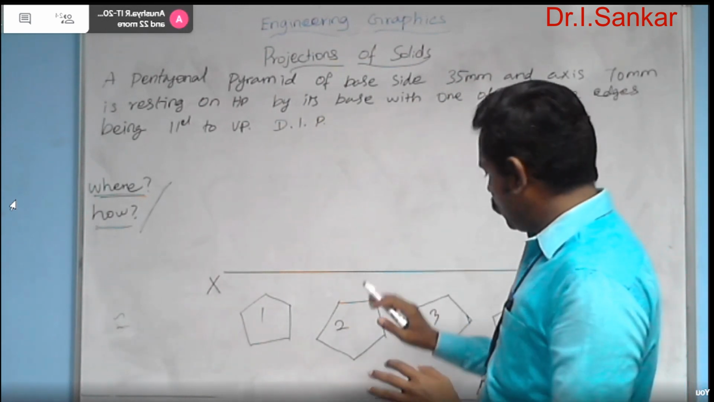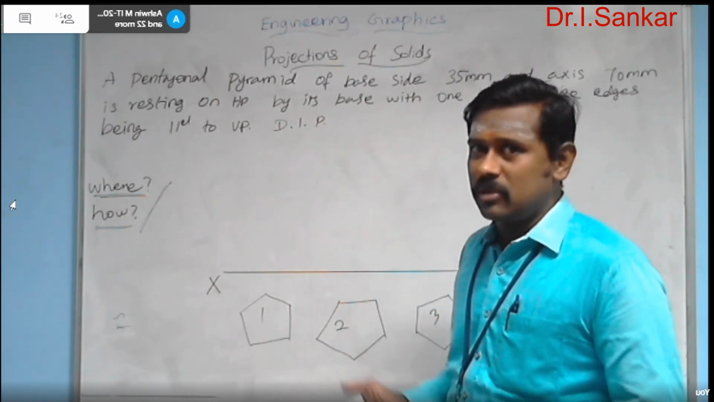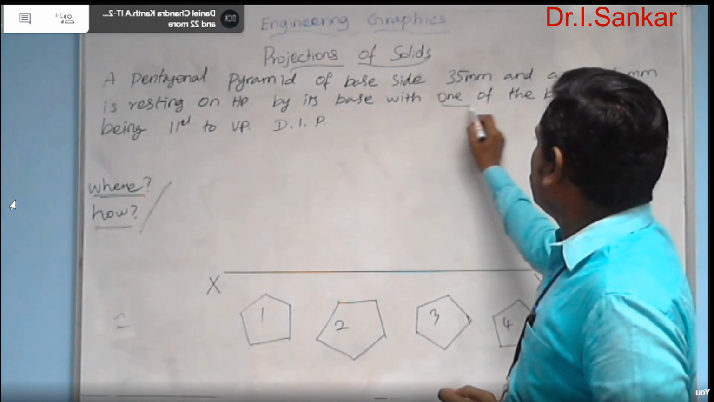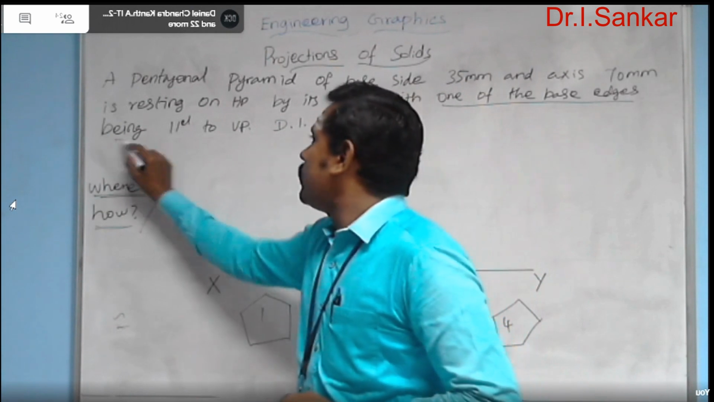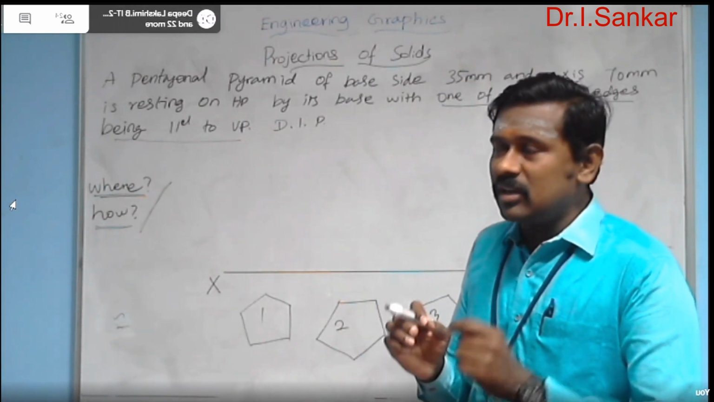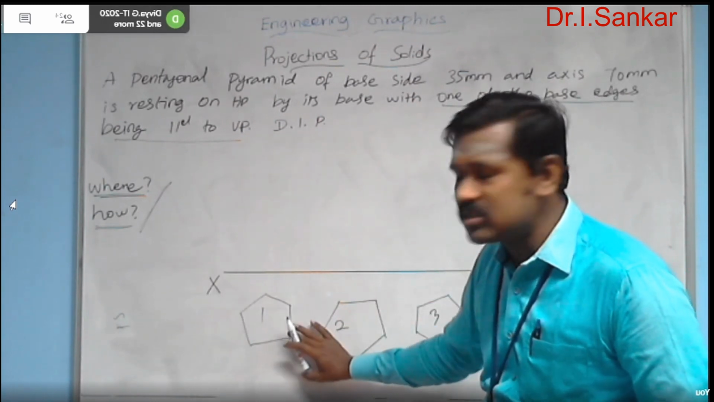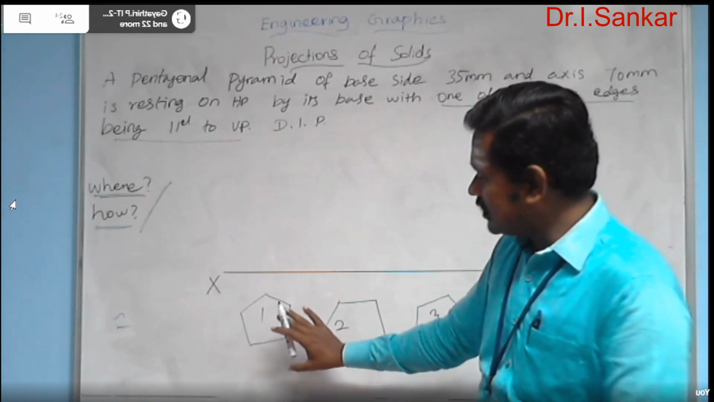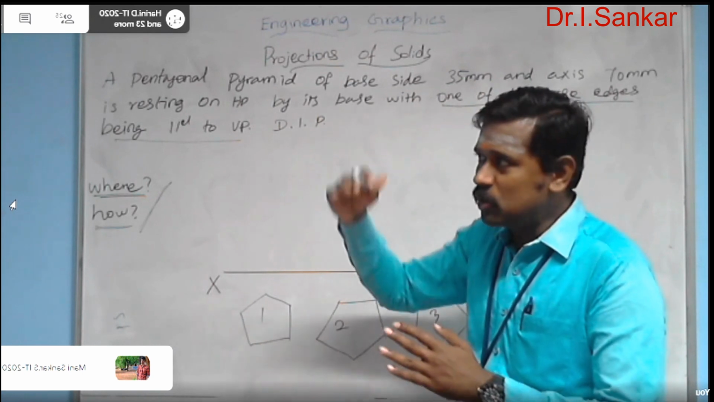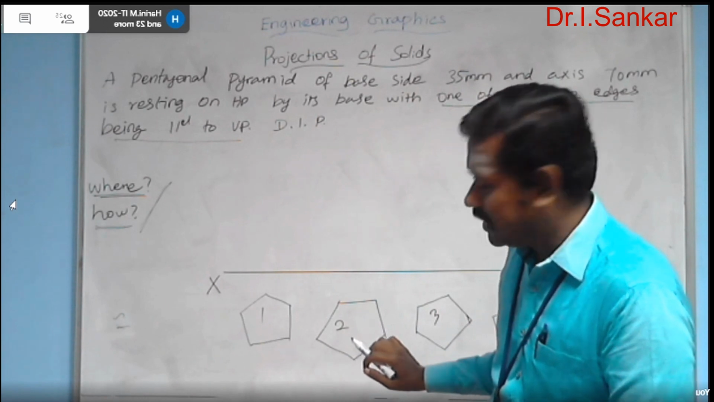But out of all these choices, maybe one choice will be applicable, or two choices sometimes will be applicable for the current condition. The current condition is one of the base edges being parallel to VP. Any relation given with respect to VP should be considered with respect to XY if you are discussing from the top view area. Now we are discussing from the top view area. If you want to make anything parallel or perpendicular with respect to VP, here you need to consider the same with respect to the XY line.